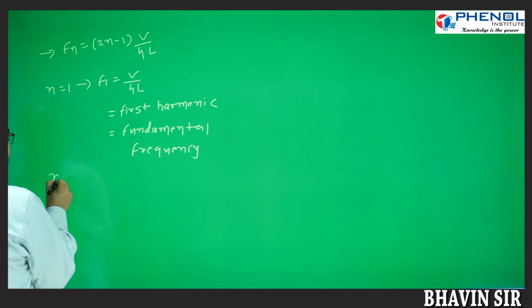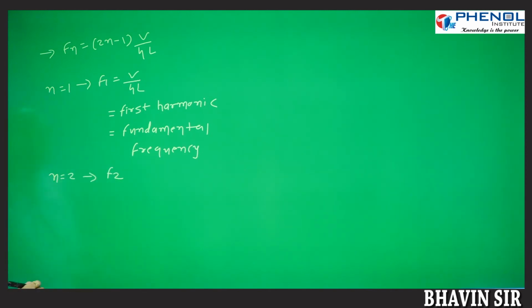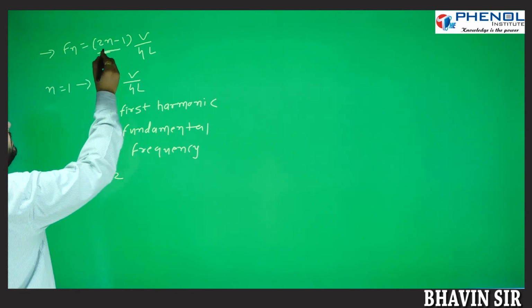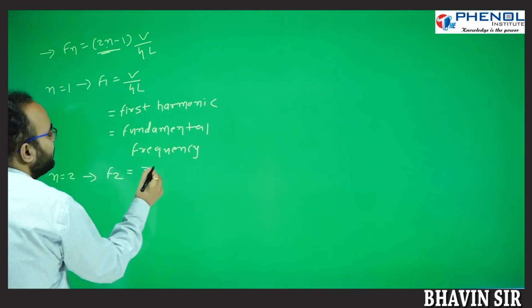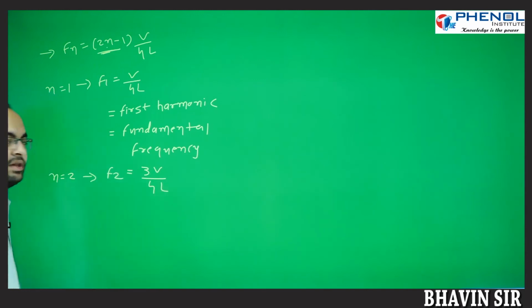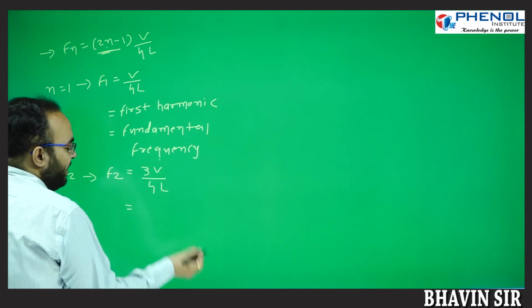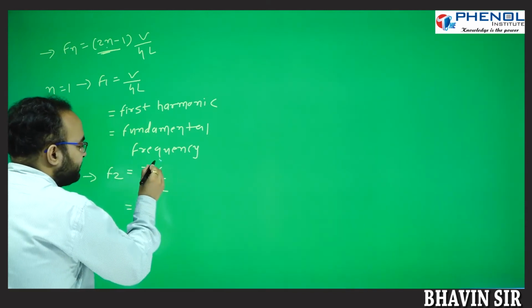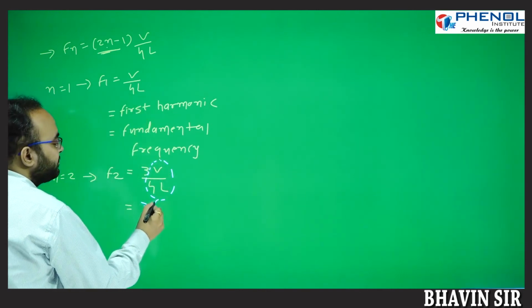Now if we take n equal to 2, then we get what? 2 into 2, 4, 4 minus 1, 3. So we get 3v by 4l. Now see students, v by 4l is f1.